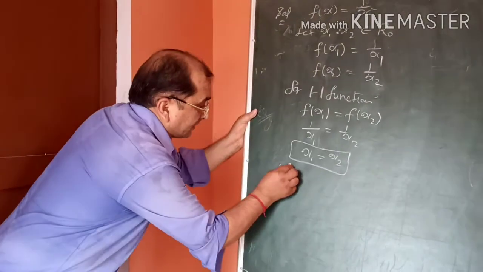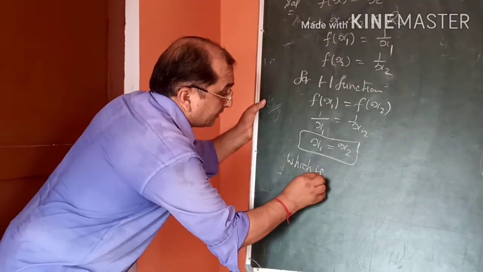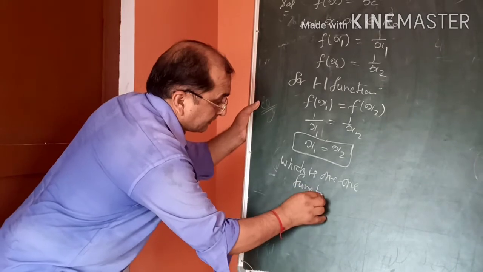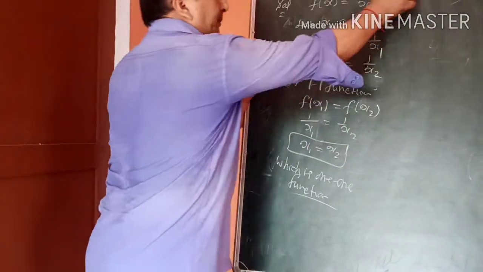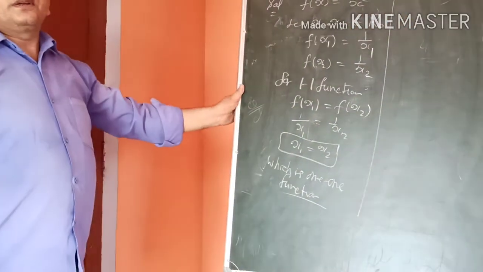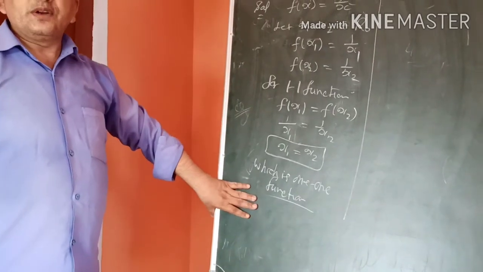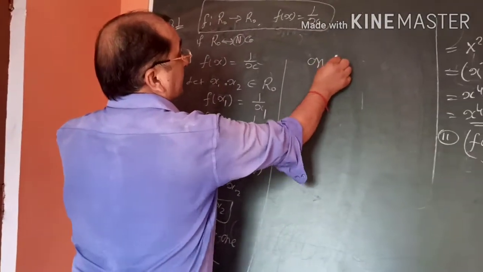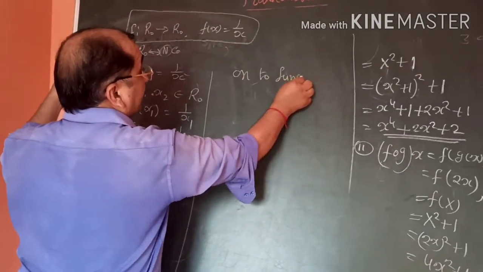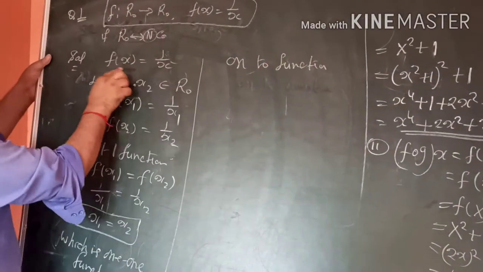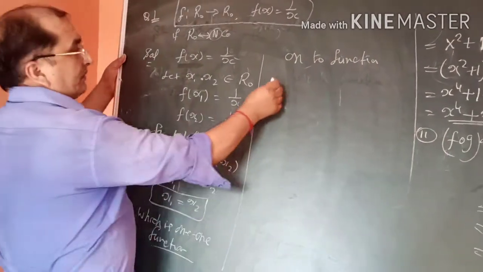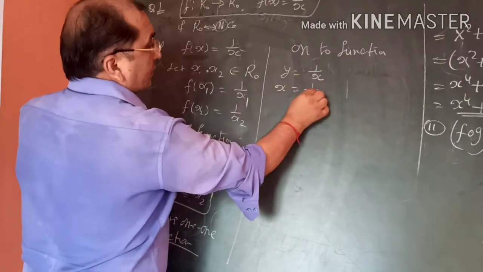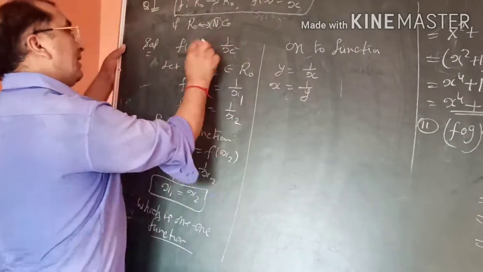If x1 equals x2 comes, it means the given function must be a one-one function. Now for onto function, let f of x be denoted by y. y equals 1 upon x. Therefore x equals 1 upon y. We can put these values here only.